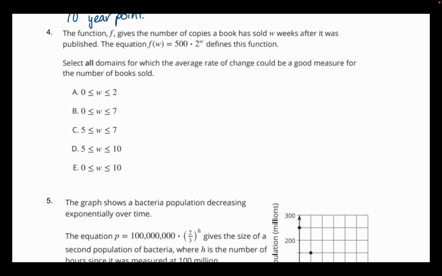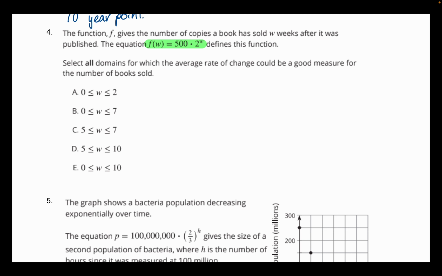So let's keep going. Let's work on number 4. So in number 4, we have the function f, and it gives the number of copies of a book that has sold w weeks after it was published. The equation f of w equals 200 times 2 to the power of w is what defines this function. Okay, so this is what I'm looking at here. This is my function. Got it. So we want to select all domains for which the average rate of change could be a good measure for the number of books sold.